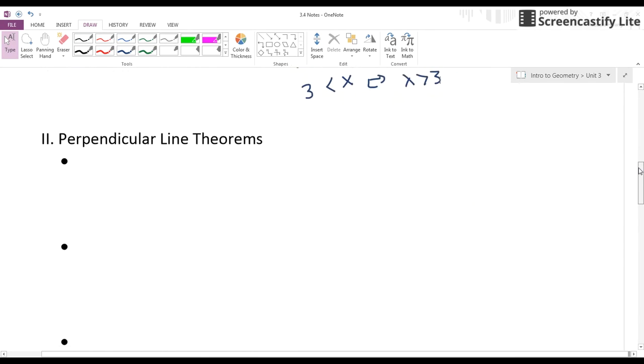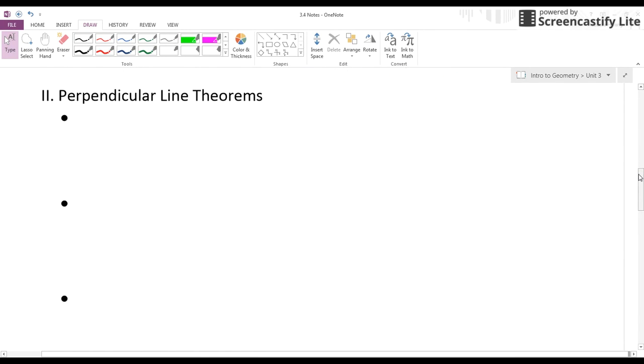Let's take a look at some perpendicular line theorems to help us figure out what to do when we're looking to prove something's perpendicular or if we're given some information about perpendicular lines. So let's go ahead and look at the first one.